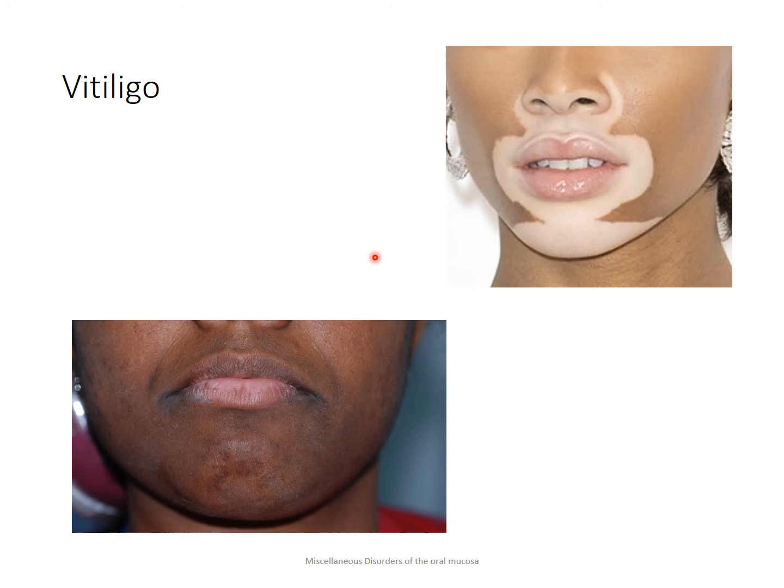Vitiligo can also be seen as localized and restricted to few areas. For example, it starts off as a small depigmented area, in this case seen on the lower lip, or as a symmetrical distribution in this patient, in this person right here.